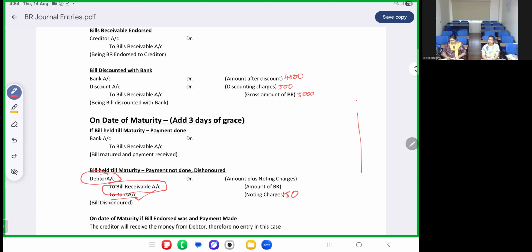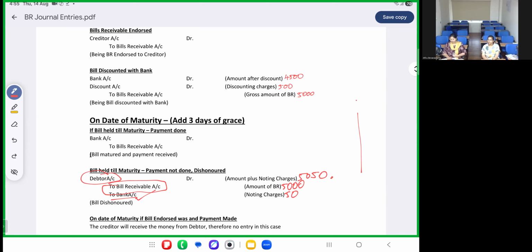So we will recover how much? 5,050 rupees from the debtor, because the notary public will charge some noting charges. We have to pay the noting charges, so we will recover them, and the bill amount also we should recover from the debtor. So the 5,000 rupees plus the noting charges we will recover from the debtor.